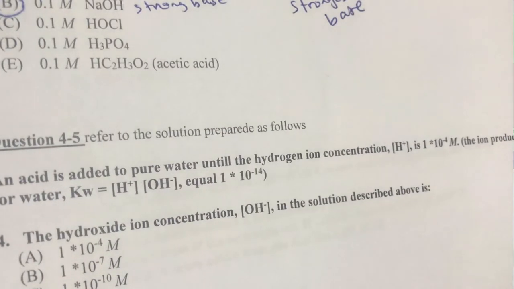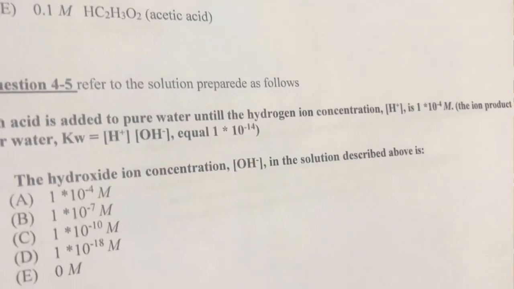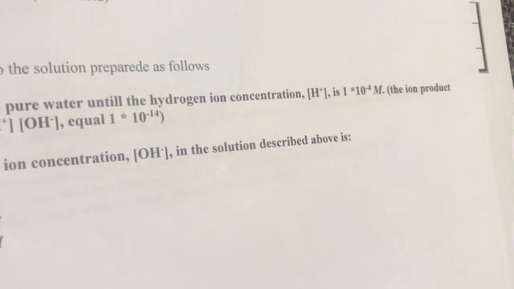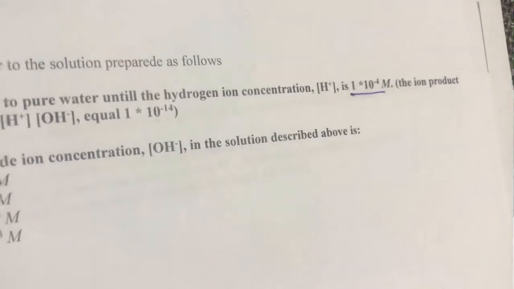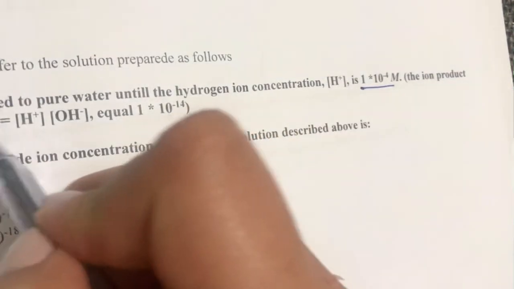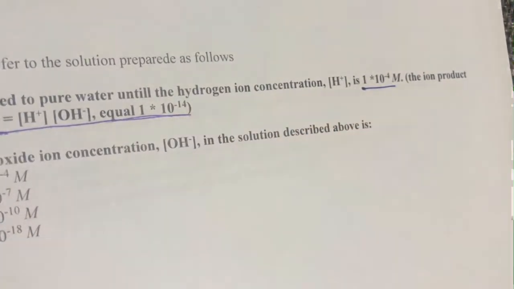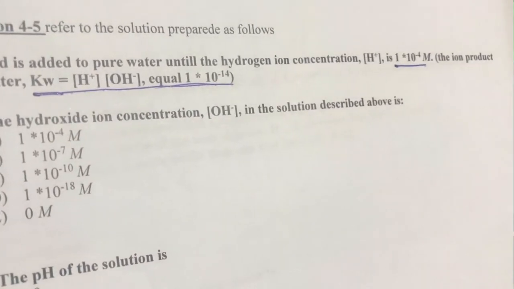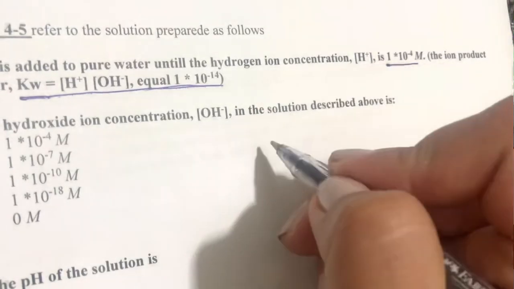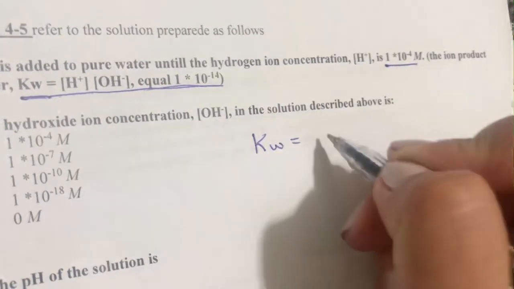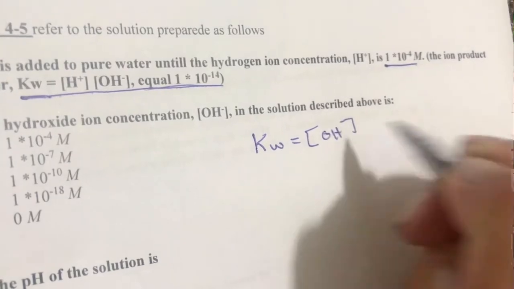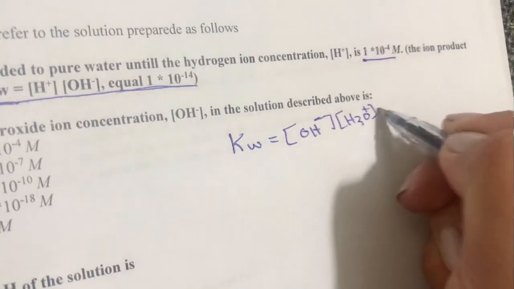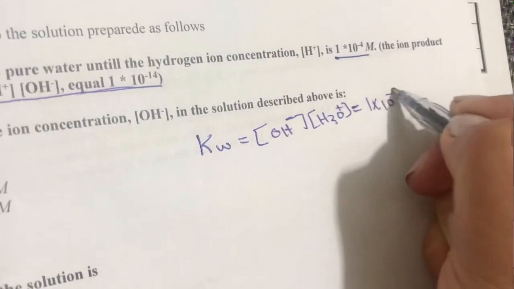Now questions 4 to 5 refer to the solution prepared as follows. An acid is added to pure water until the hydrogen ion concentration equals 1 times 10 to the power negative 4, and the ionization constant of water equals 1 times 10 to the power negative 14. So what is the hydroxide ion concentration in the solution? Okay. Ionization constant of water equals concentration of hydroxide times concentration of hydronium, which equals 1 times 10 to the power minus 14 molar.